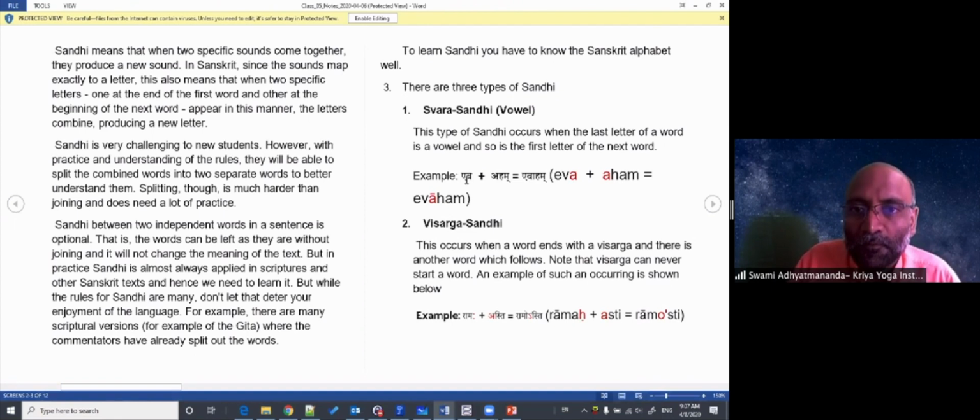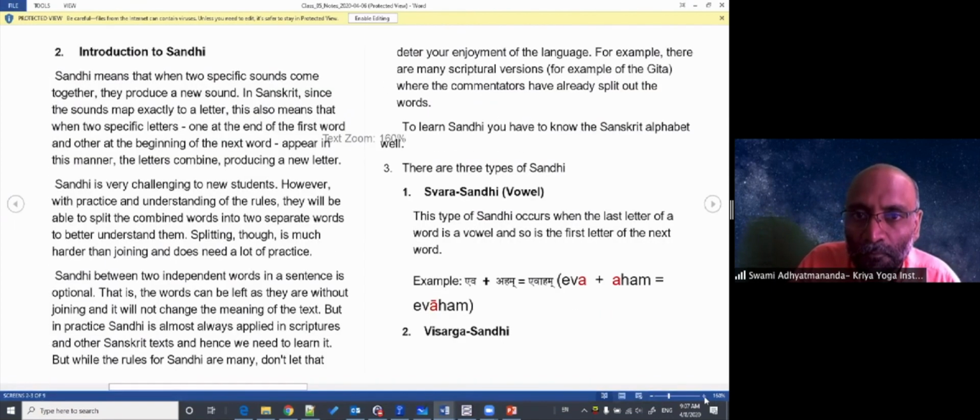So here the example is Eva Aham, Evaham, swara sandhi. So here is Akara at the last letter of the first word and Aham, the first letter of the second word. It becomes combined into the long version of the A. When we pronounce this word, we will say evaham, as if there is just one syllable here. But when we separately say, we say eva aham, eva aham.